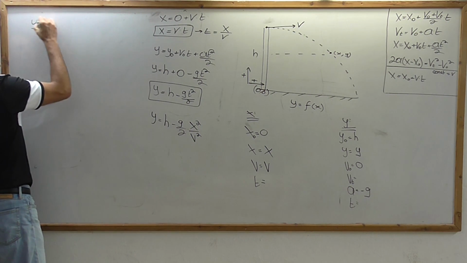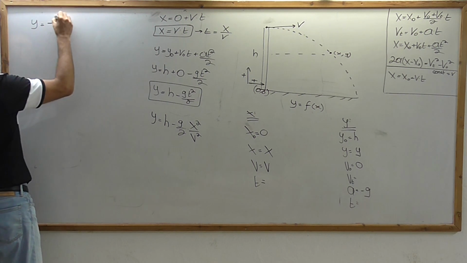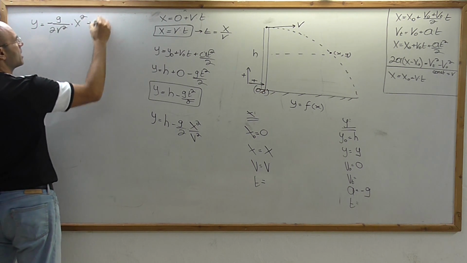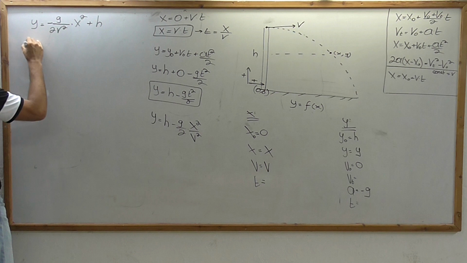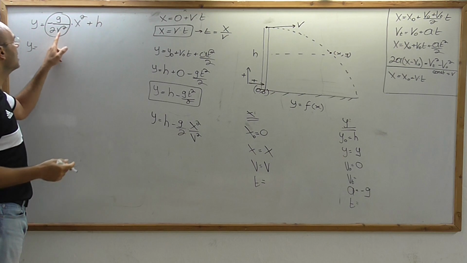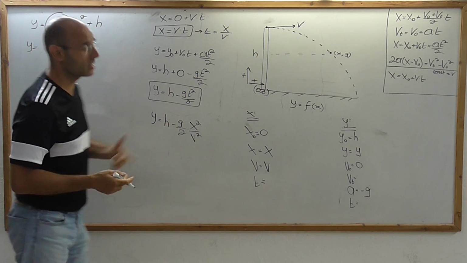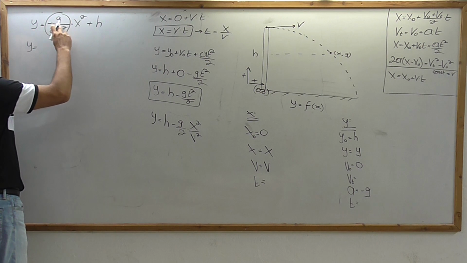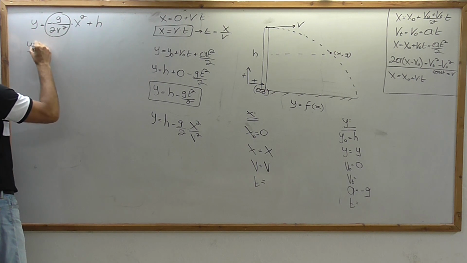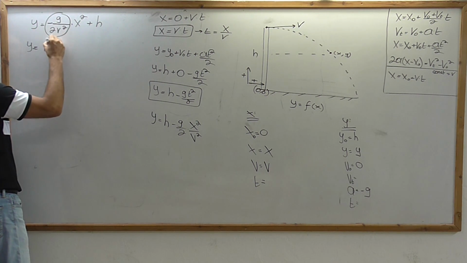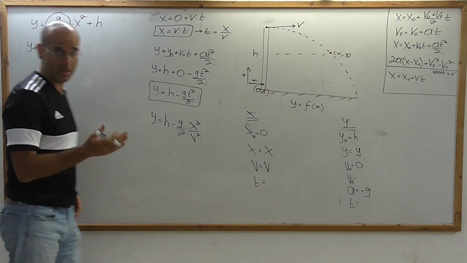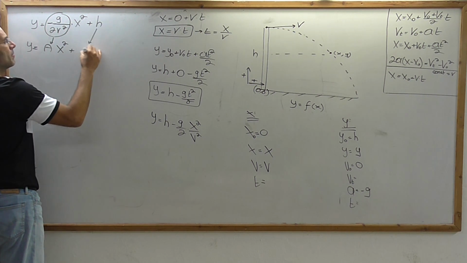Now look what I found. I'll write it again in another way, like this: minus g over 2v squared multiplied by x squared plus h. Look, this is constant because g is always constant, 2 obviously. The velocity v is constant because it will be given in the exercise. So this is constant, so I'll get y equals, let's call it a, x squared, plus b, where h is constant because it's the initial height.